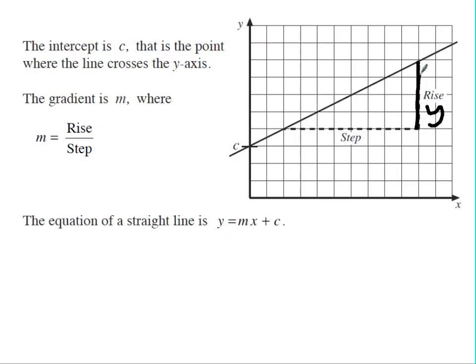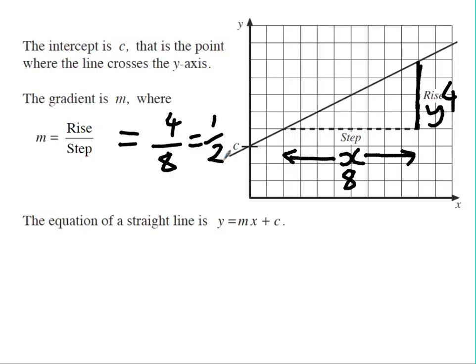This length here is the change in y, often referred to as the rise, and the change in x, what's between any 2 points, is this distance here, often referred to as the step. So we need to be able to calculate the gradient of any line. If we look at this particular line, we have a change in y, or a rise, of 4 and a change in x of 8. So in this particular case, the gradient is 4 divided by 8, which is a half.